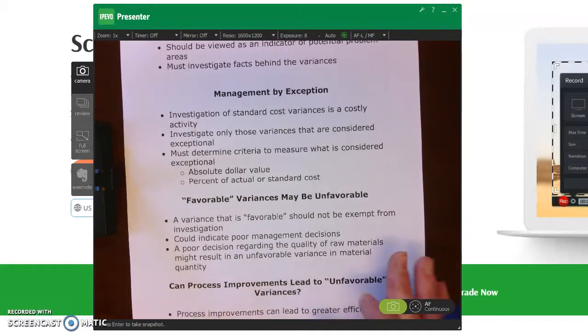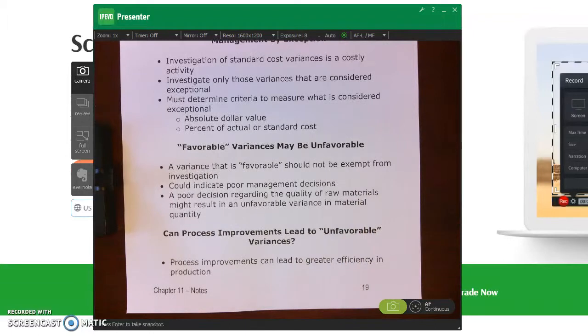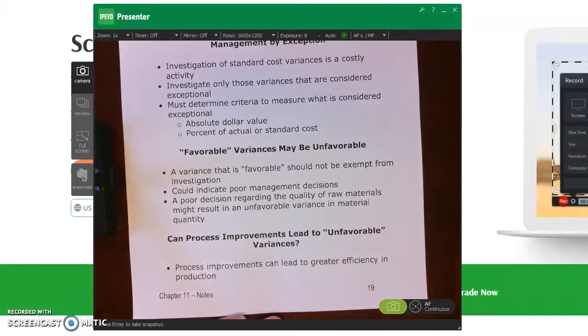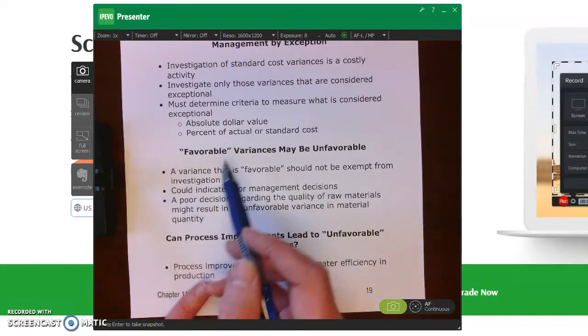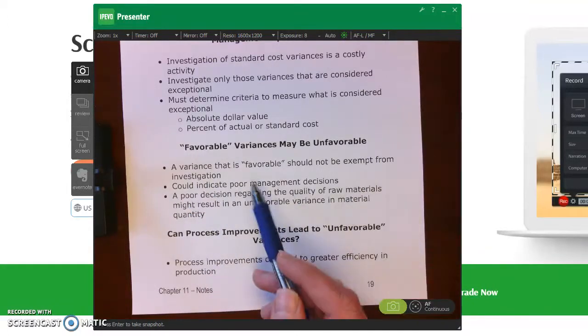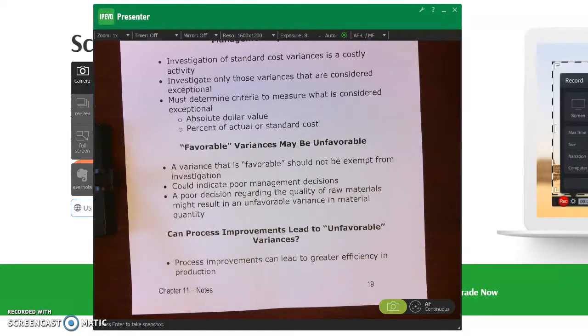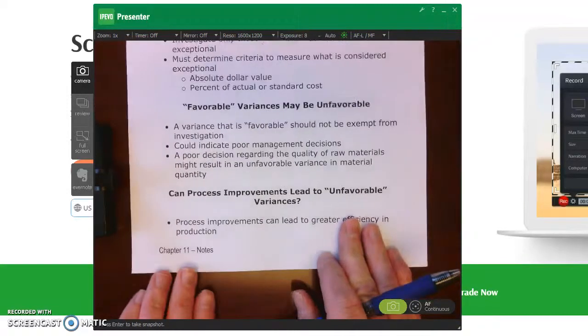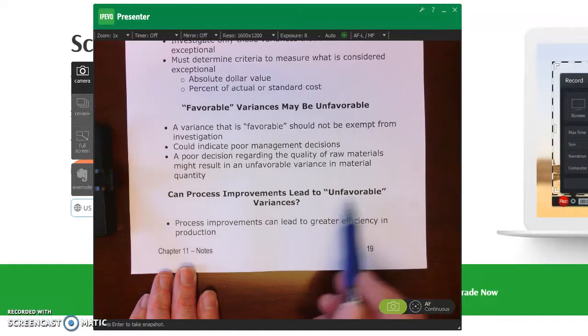Investigation of these cost variances is a time-intensive and costly activity. So you want to only consider those variances that are large, that are exceptional, maybe in terms of percentage or absolute dollar variances. We say right over here, a variance that is favorable should not be exempt from investigation. We had that example before where we had that favorable direct materials price variance, but that resulted in an unfavorable direct materials quantity variance because they could have used low quality raw materials.